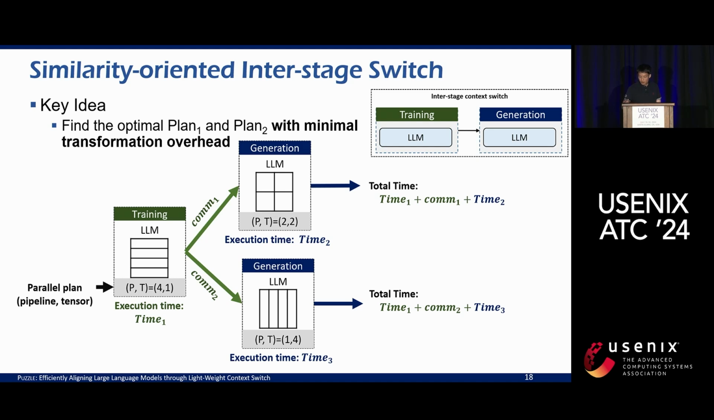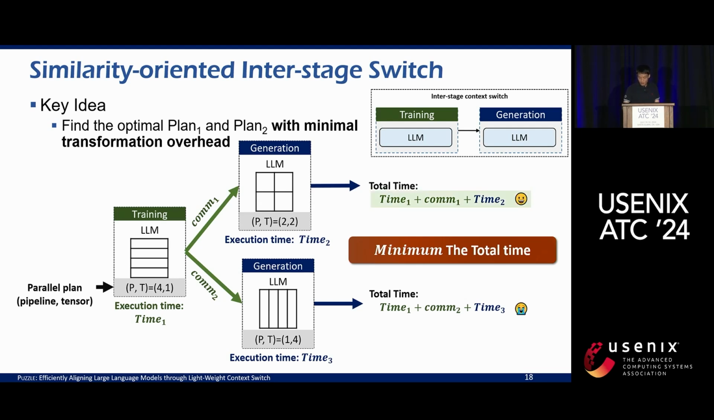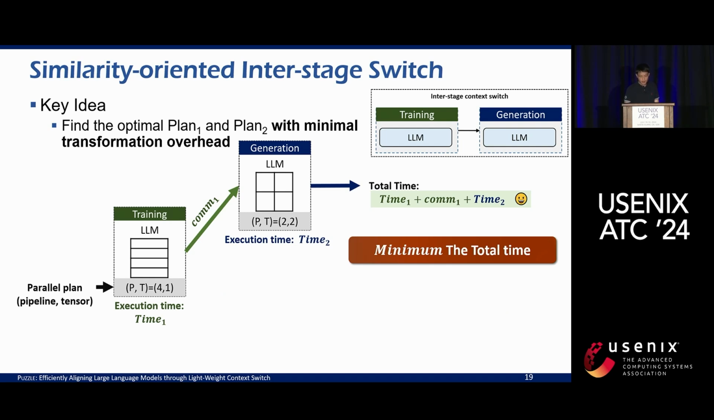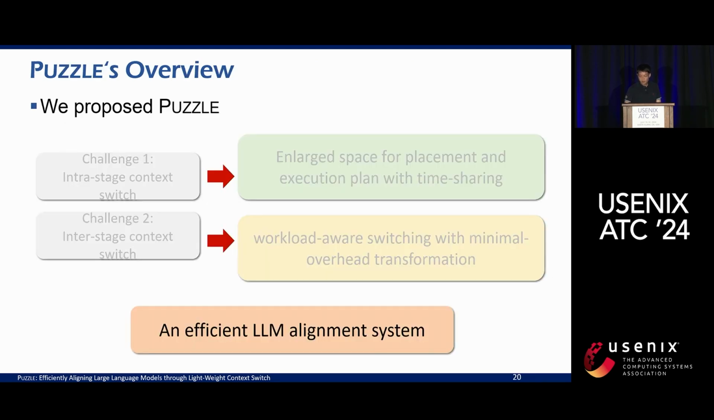And in the second scenario, we change the parallel plan to 1-4, and the total time would be time 1 plus communication 2 plus time 3. Our objective is to minimize the total execution time. So by analyzing these configurations, we can determine the most efficient parallel plan transformation. And for the details of the transformations, you can refer to our paper. And now I'm going to show the evaluation results of Puzzle.